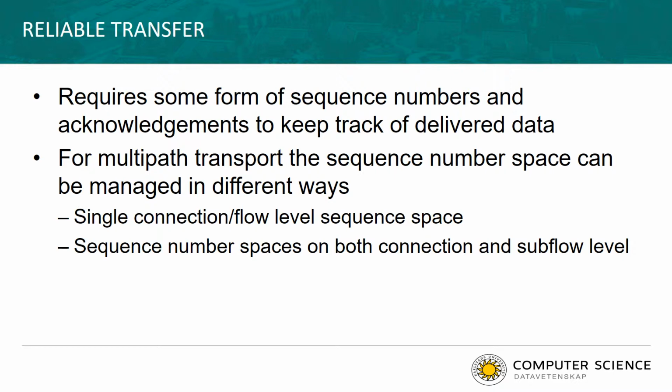If we have a sequence number space on both the subflow and connection level, it is easy to identify which packets have been delivered on each subflow. If we instead have a single sequence number space for the connection, we typically have to keep track of where we send the packets so that we can account for what has been delivered on different paths in a good way.